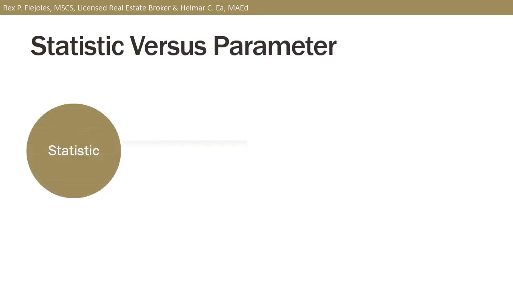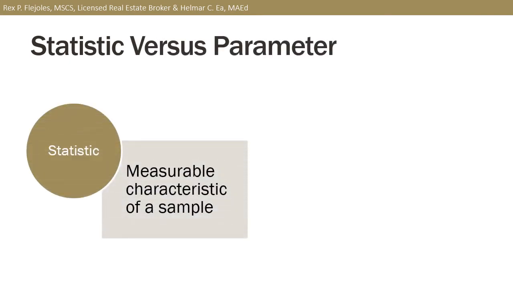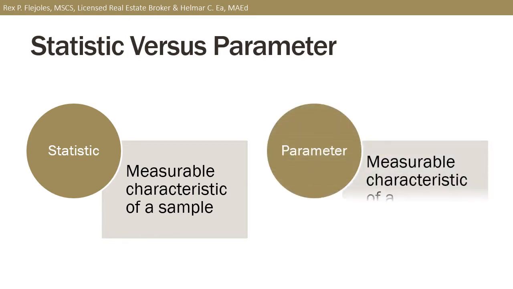A characteristic of or a value obtained from a sample is referred to as a sample statistic or simply statistic, while a characteristic of or a value obtained from a population is referred to as a population parameter or simply parameter.